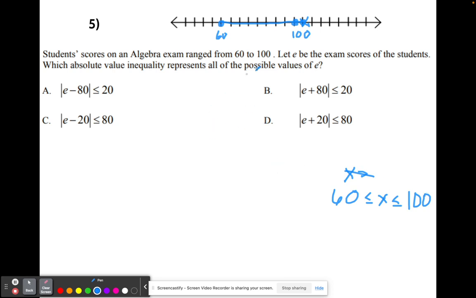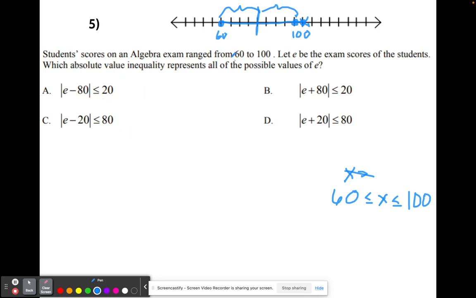But now let's look at what this is showing us. We're seeing these 80s, these 20s. What's going on? Well, 80 right here is in the middle. 65, 70, 75, 80 is right here between the 60 and 100. And all of the scores are within 20 points of 80 on both sides. So any score we have should be within 20 points of 80. It could be less than or equal to 20 points of 80. It couldn't be more than 20 points away from 80.